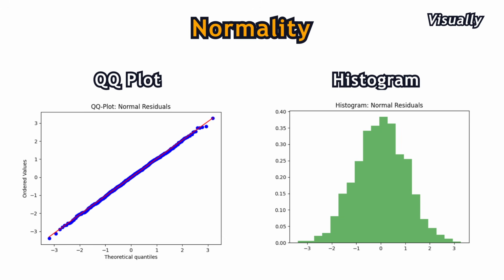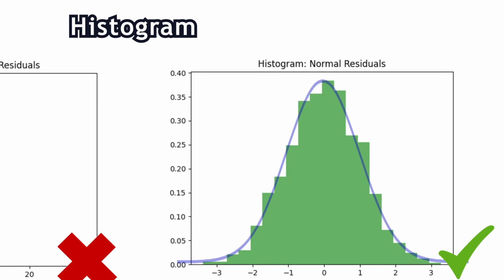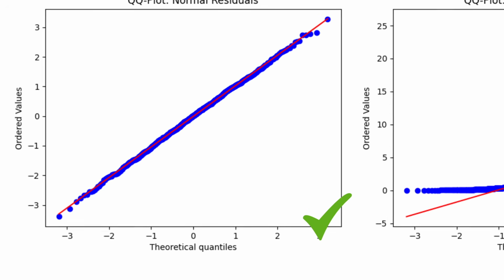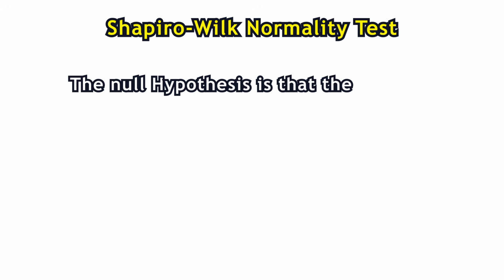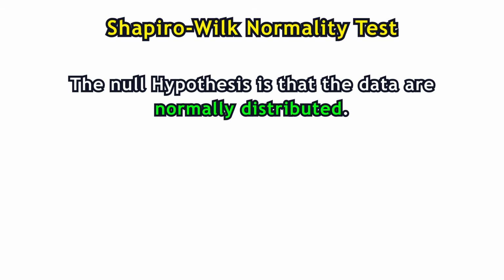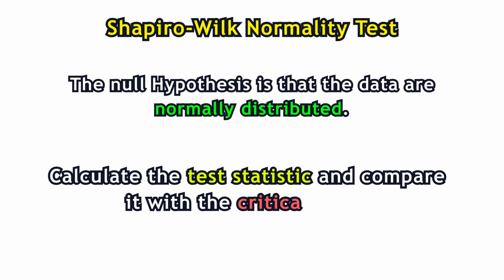Lastly, normality can be checked visually by plotting the QQ plot or histogram of the residuals. You should see an approximate bell-shaped structure in the histogram and points closely following the straight line in the QQ plot. You can also use the Shapiro-Wilk normality test. The null hypothesis is that the data are normally distributed. Calculate the Shapiro-Wilk test statistic and compare it with the critical value.